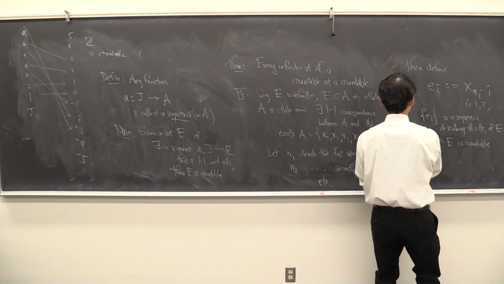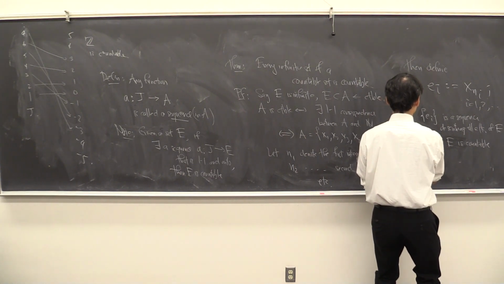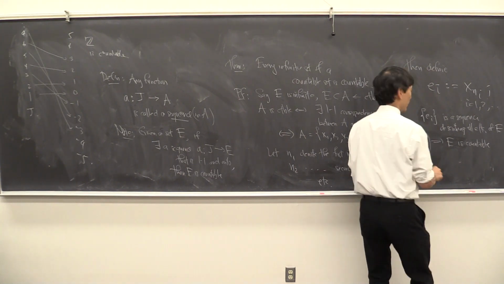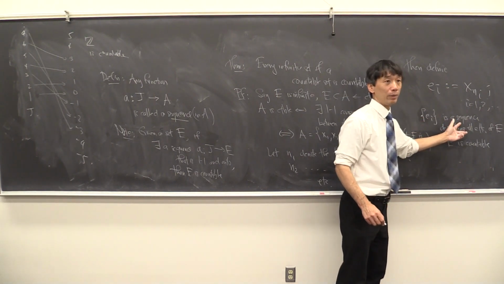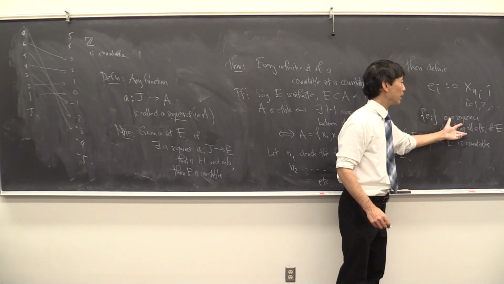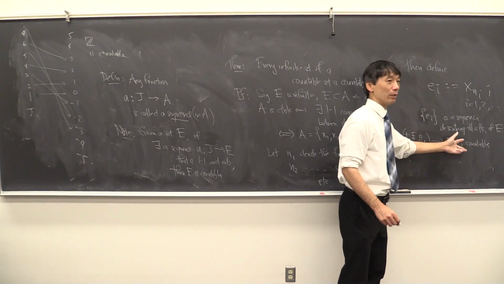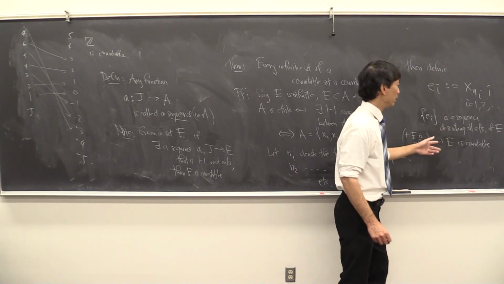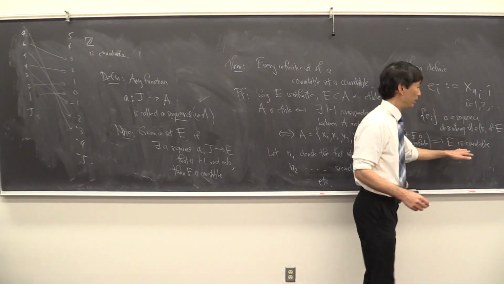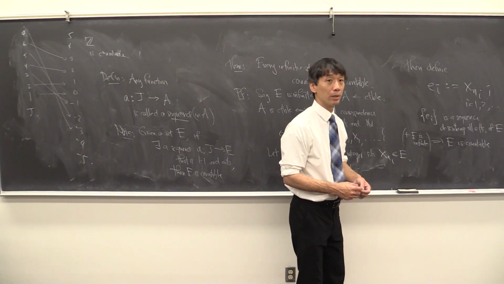And E is infinite. If E were finite, that sequence might stop, in which case we couldn't say it's countable. But E is infinite, so we know that it can't be finite, right? So it's countable.